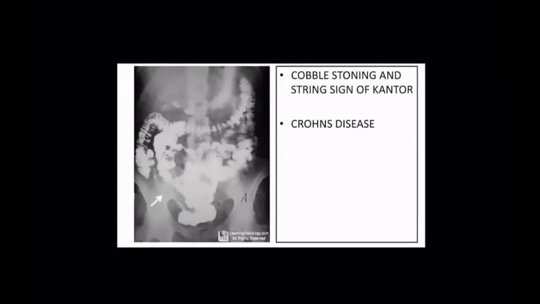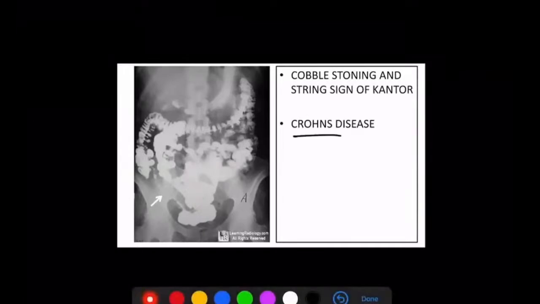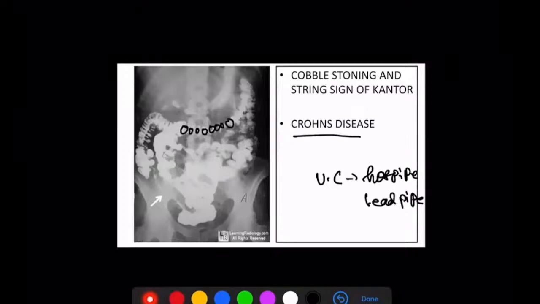Yes, cobblestoning and the string sign of Kantor are seen with Crohn's disease. In ulcerative colitis, you get the hose pipe or the lead pipe appearance, whereas in Crohn's disease, you are going to get the cobblestoning and the string sign of Kantor. Here you can see this. Because of the destruction, you can have the string sign of Kantor seen with Crohn's disease.